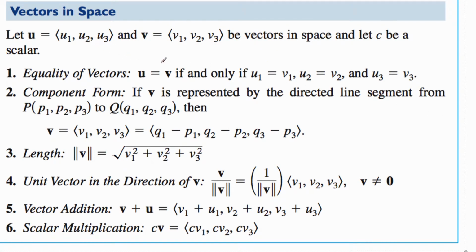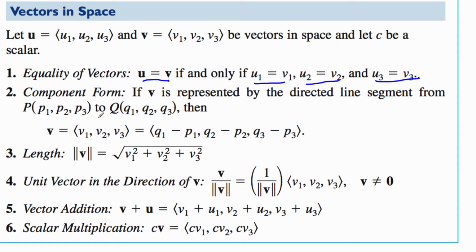Similarly, we have some guidelines for vectors in space. If u and v are vectors and c is a scalar, then these two are equal if and only if the x components are equal, the y components are equal, and the z components are equal.